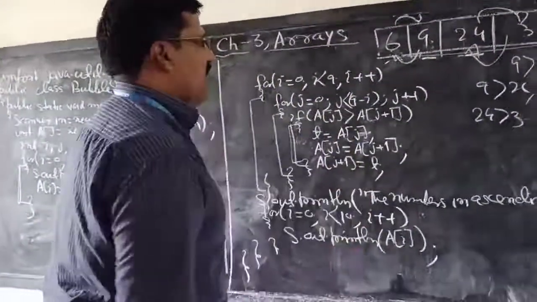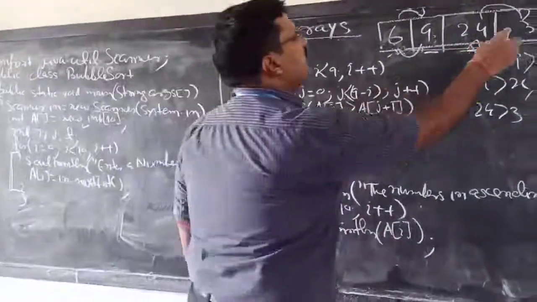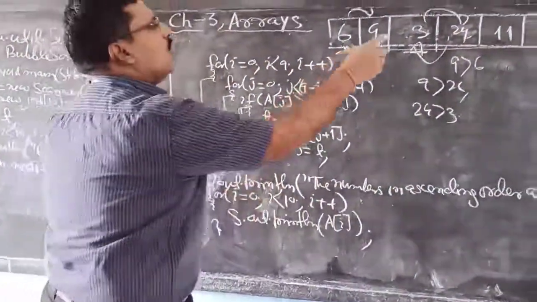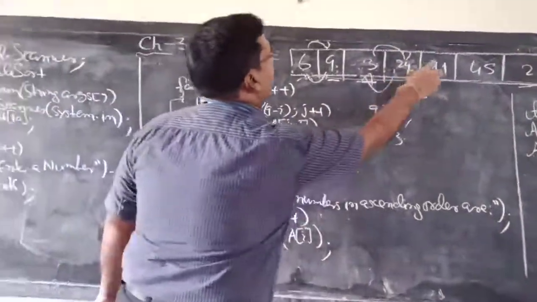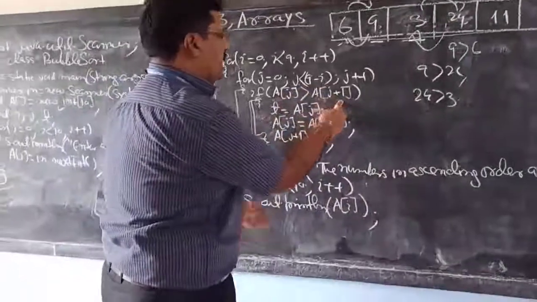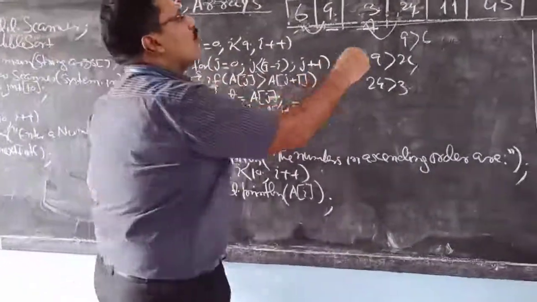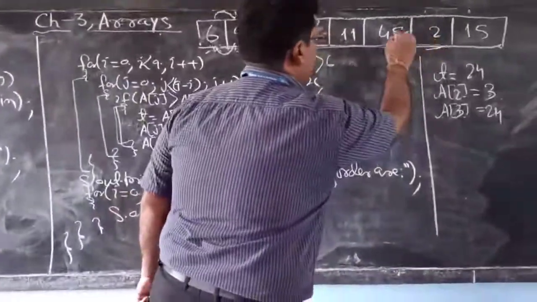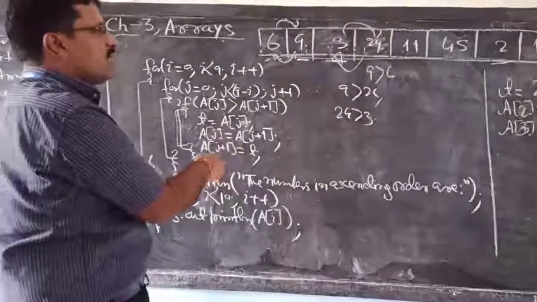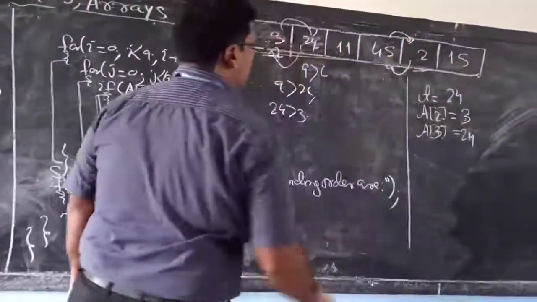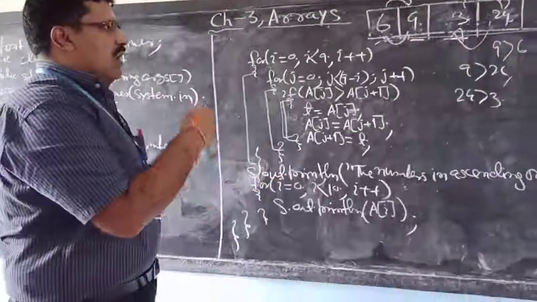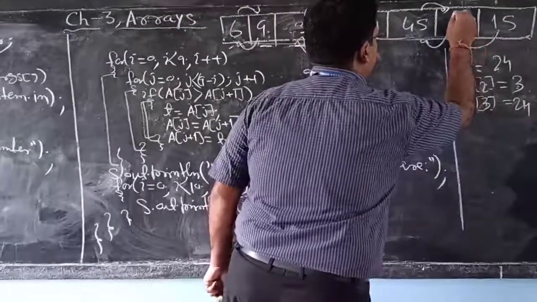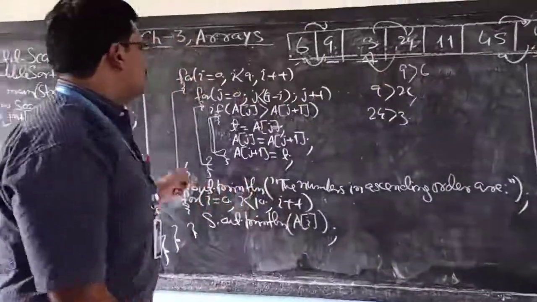Again, go for the next j. The next j will be 3. Now we already changed 3 and 24, so at a[3], 24 is there, and 3 plus 1, 4. So what is here? 11 is there. So 24 is greater than 11. Yes. So again we will change. Now 24 and 45. Is 24 greater than 45? No. So no change. Again 45 and 2. Is 45 greater than 2? Yes. Again these 3 lines will execute, and 2 comes to the 45 place, and 45 goes to the 2 place. Then again at last, 15 and 45. 45 is greater than 15, so 15 comes to the 45 place and 45 comes to the 15 place. So this is the first pass.